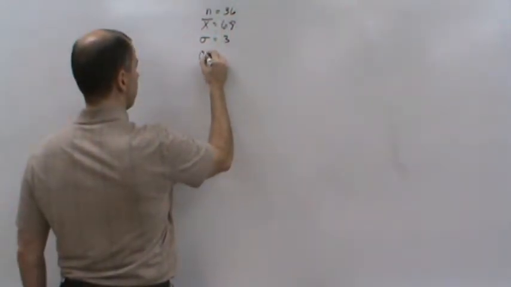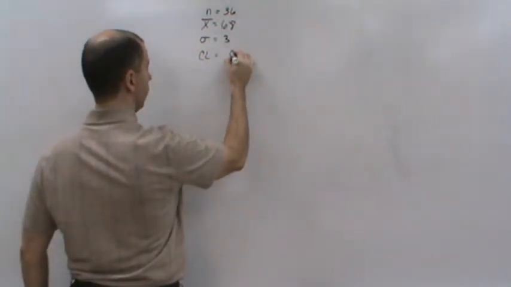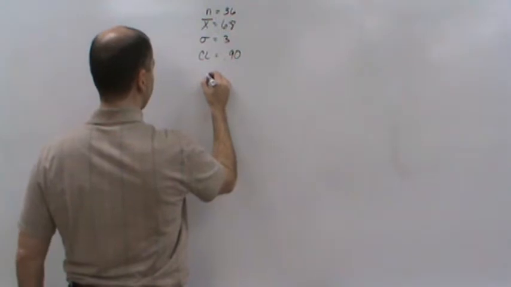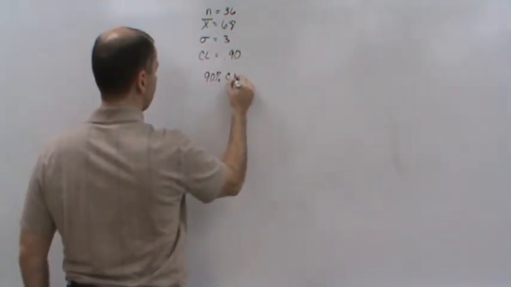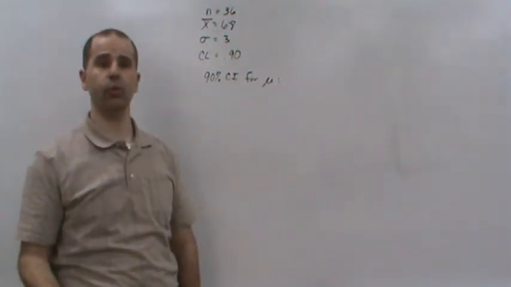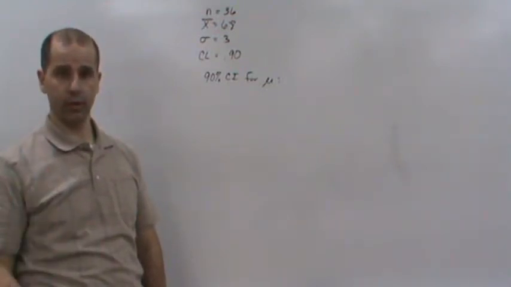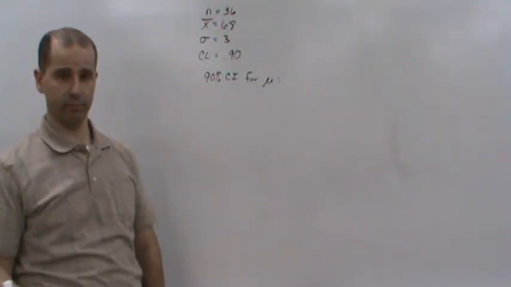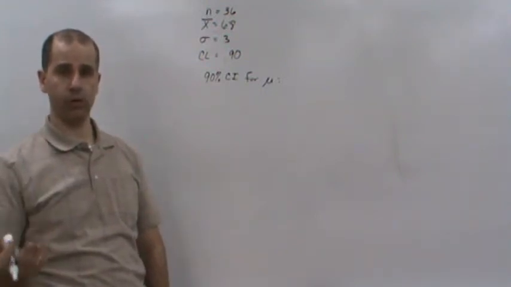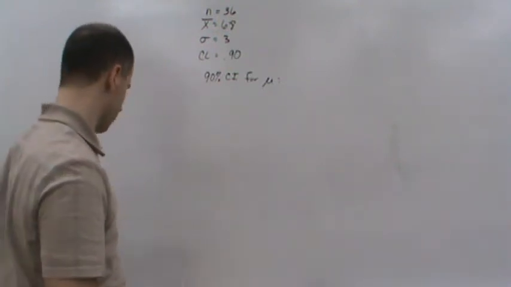So the confidence level is 0.9, right? 90%, 0.9. The middle area is 0.9. So they want a 90% confidence interval for mu. What is mu? Mu in this case is the true average score for all students taking this test. Okay? So let's say that again. This is the average score for all students taking this statistics test.